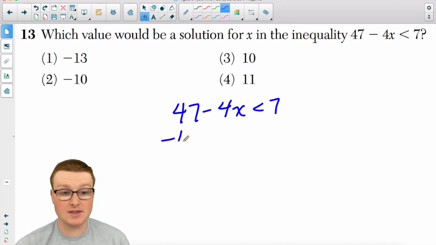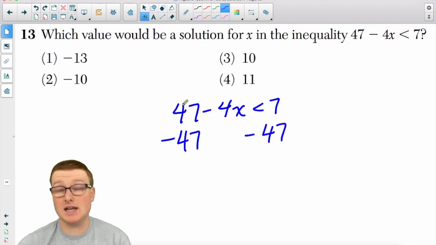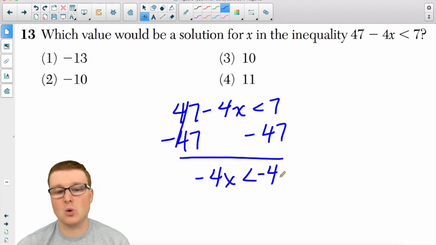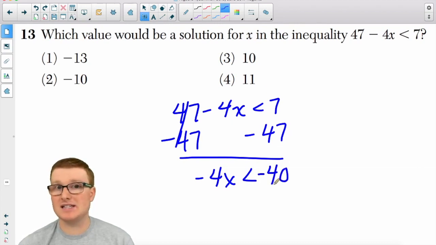So we need to subtract that 47 on both sides. You do the opposite of what's given. If it's positive, you make it negative. If it's negative, you make it positive. In this case, we're subtracting. So we have negative 4x is less than the number negative 40. 7 minus 47 is negative 40.